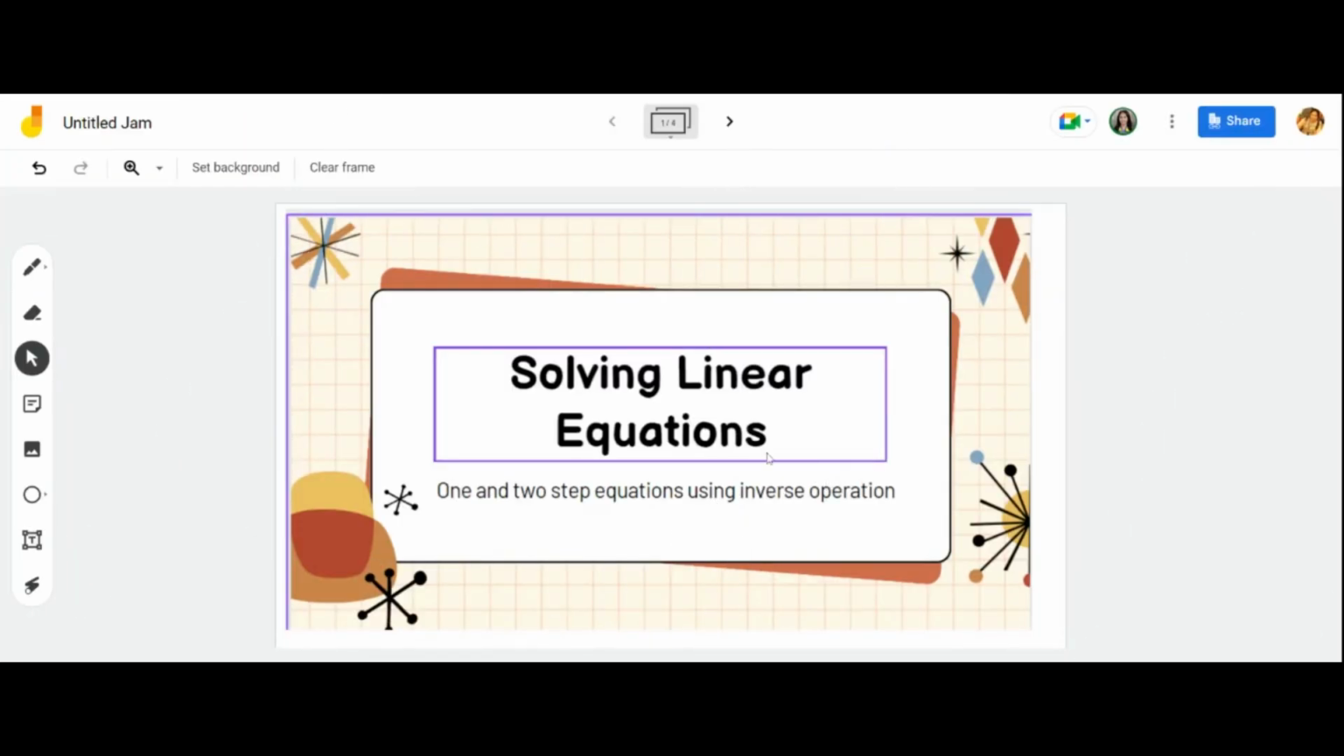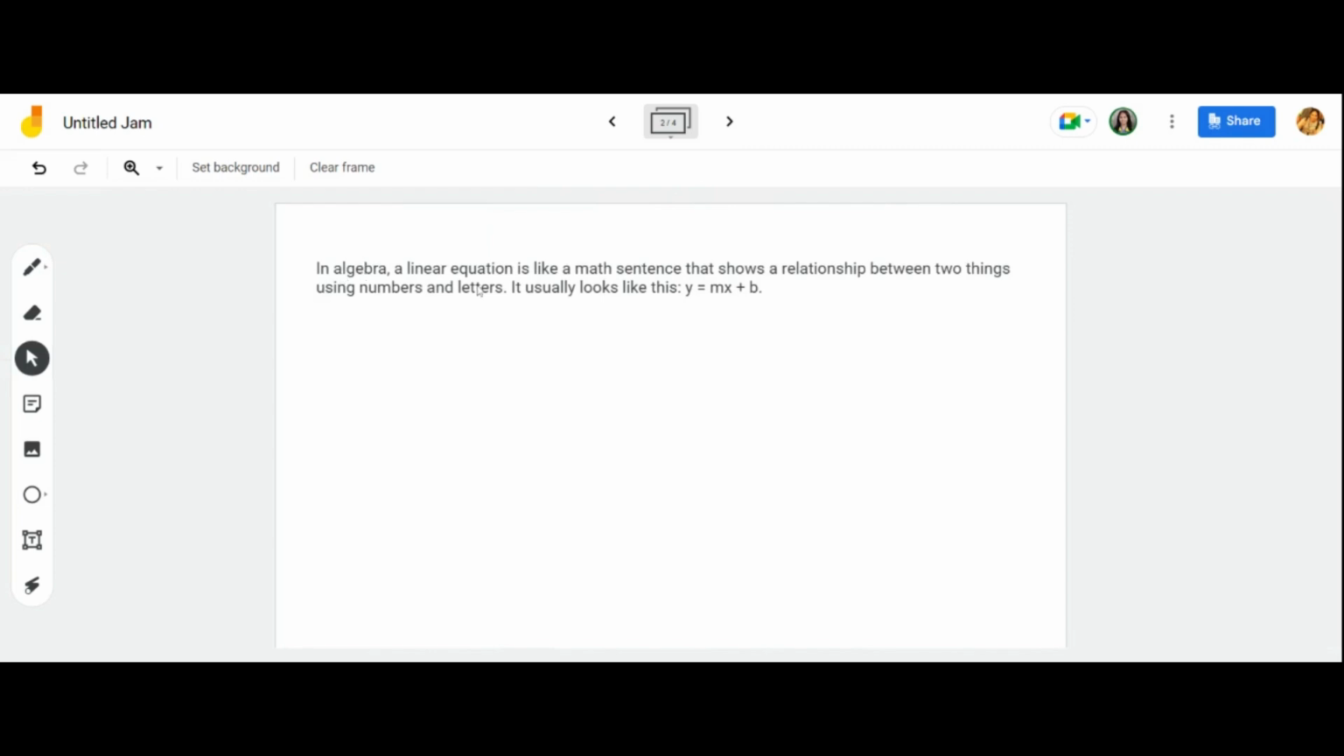We will be learning solving linear equations. So, if you're thinking, what are these linear equations? Linear equations in algebra is like a math sentence. Like, you know how in English there are sentences, the same as in math. A linear equation is a math sentence that shows a relationship between two things using numbers and letters.